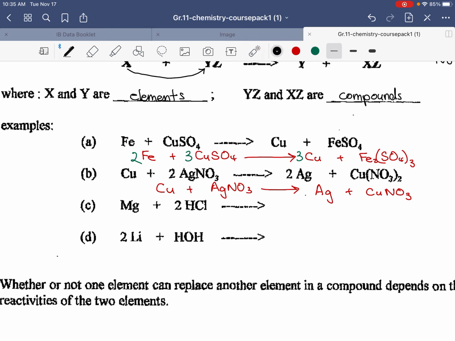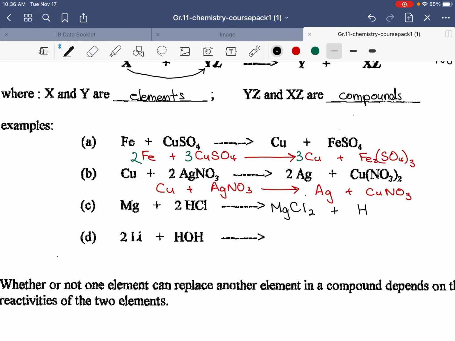So what you're going to get here is MgCl2. Remember, the cross rule always applies. Mg is a 2 plus ion. Cl is a 1 minus ion. When you cross it, you get MgCl2 plus H.